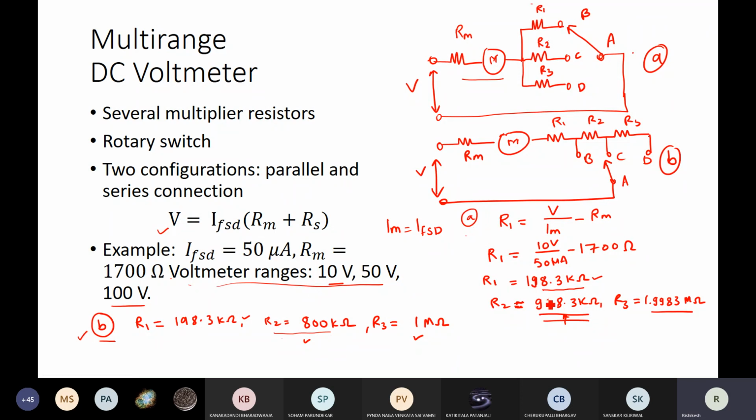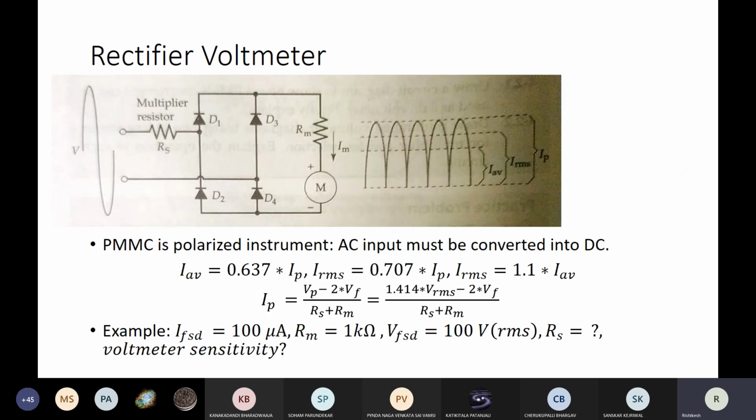These calculations are very simple. You can expect such examples in your exam. Now, apart from the DC voltmeter, we were talking about the DC voltmeter and DC ammeter. But can we utilize the same PMMC instrument for the measurement of AC quantities? The example is shown here.